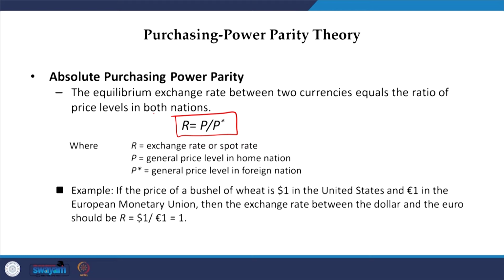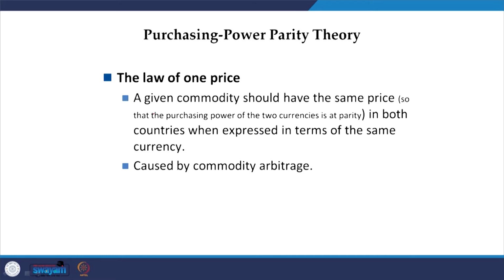Now, for example, if the price of a bushel of wheat is $1 in the United States and €1 in the European market, then the exchange rate between the dollar and euro will be $1 divided by €1. Okay, so that will precisely be 1. So, when you simply divide the price ratio of the particular commodity, that ratio is defined as absolute purchasing power parity, based on the law of one price, which I have already said. It suggests that a given commodity should have the same price in both countries when expressed in terms of the same currency.